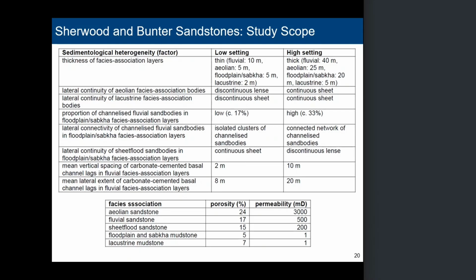I guess the key thing here, though, is our aeolian sandstones have the highest permeability, and about an order of magnitude below that, we have fluvial sandstones. Well, basically all the other sandstones, and we've modelled the floodplain and the crystalline units as being more or less impermeable.